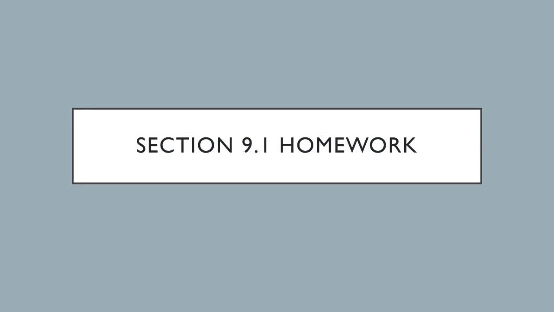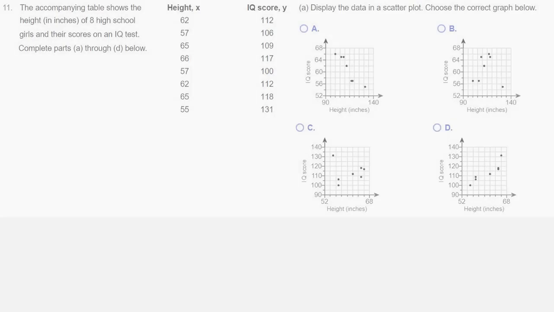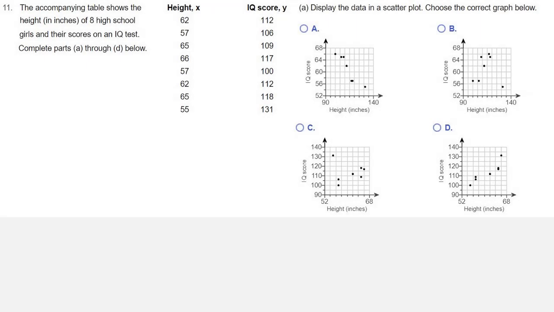We're looking at homework for section 9.1. This is question number 11. The accompanying table shows the height in inches of 8 high school girls and their scores on an IQ test. Complete parts A through D below. Part A, display the data in a scatter plot. Choose the correct graph below.